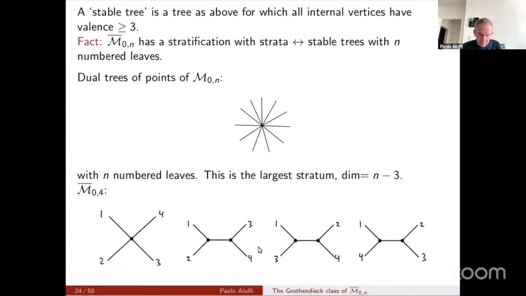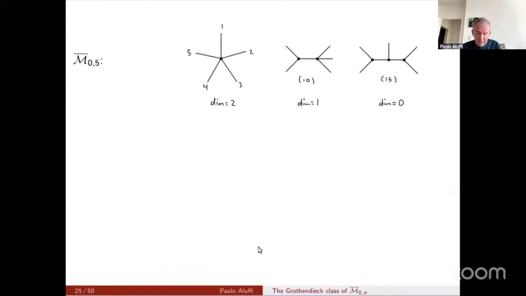For M04 bar, the pictures I should draw are these. These are the same pictures I had before, but cast in terms of dual trees. So this is M04 before compactifying, and these are the 3 extra points. I think this was 0, this was 1, and this was infinity in the picture I drew before. And this is all the trees you can make with 4 leaves, satisfying this stability condition. For M05, these are the trees you can draw, and then you have to number the leaves in all possible ways, and you can count how many ways you can do that.